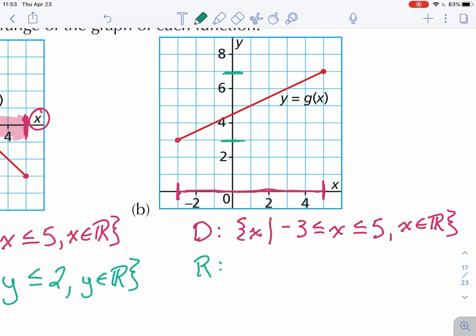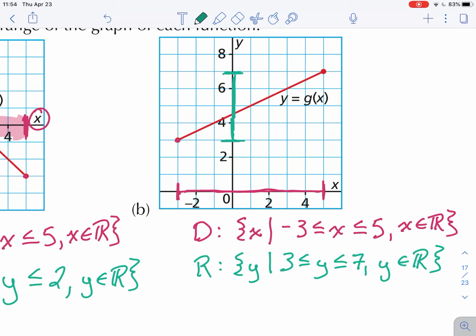Now let's do our range. Range is up and down. So we find our lowest point. Here's our lowest point. Here's our highest point. The range could be any number between that. So range is our y values such that 3 is less than or equal to y, which is less than or equal to 7. And y could be any real number.